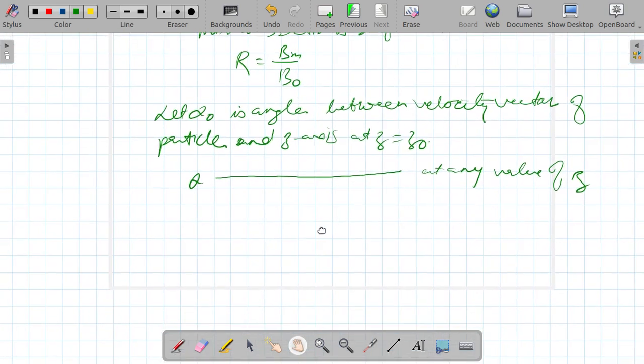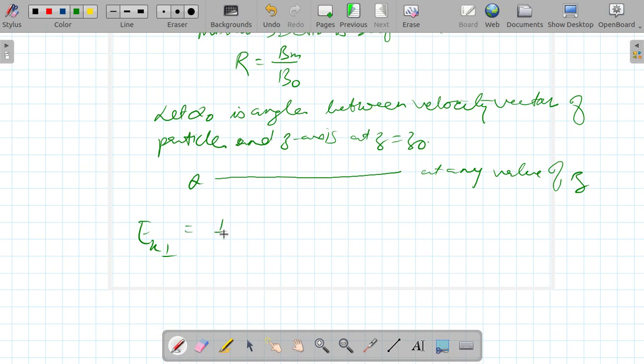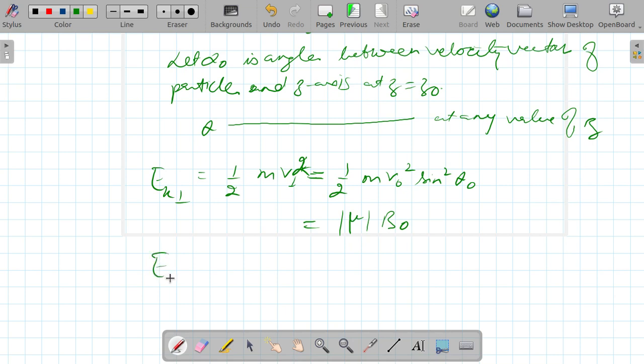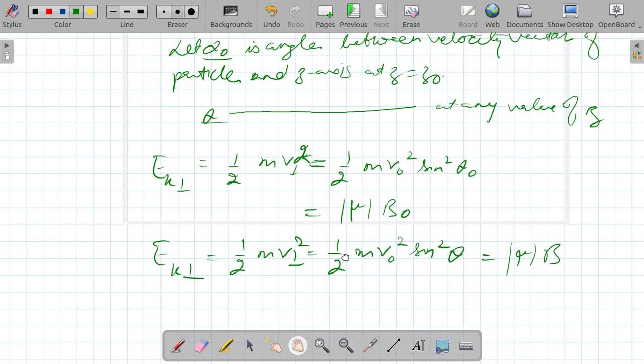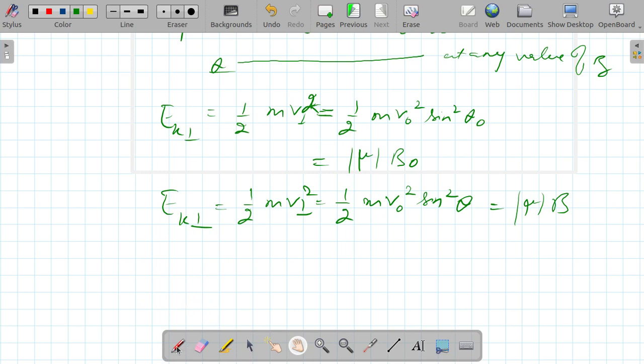Then the kinetic energy can be written as 1 by 2 m v perpendicular square, or 1 by 2 m v naught square sine square theta naught, which can be expressed as mu B naught. At any value of z, this can be written as 1 by 2 m v square sine square theta, where theta naught is replaced by theta, and the magnetic field will be B. Then if I divide the second equation by the first, it gives sine theta equal to sine theta naught times the square root of B over B naught.